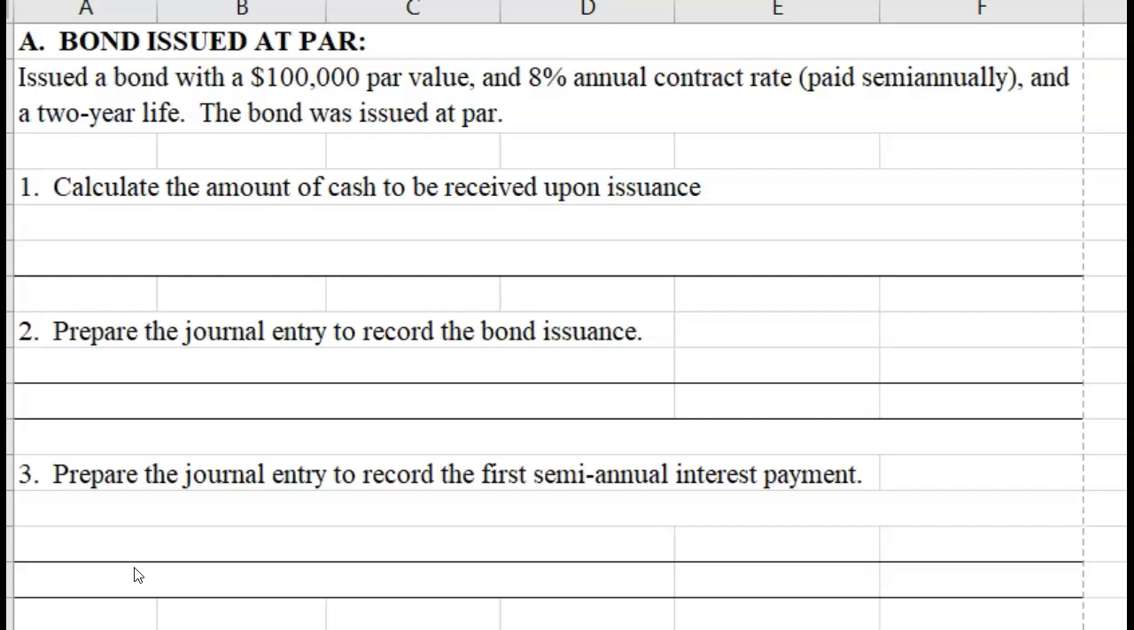This video will discuss the accounting for issuing bonds at par. Note that par value, maturity value, and face value all mean pretty much the same thing when we're talking about bonds. As always, you will get the most value from these study guide exercises if you take the time to pause the video and prepare the calculations and journal entries. Then start the video again and check your answer.